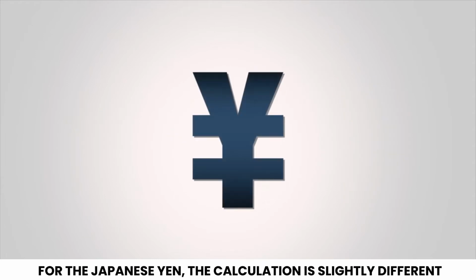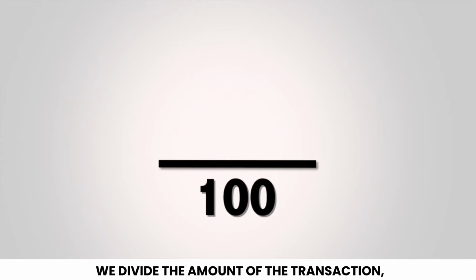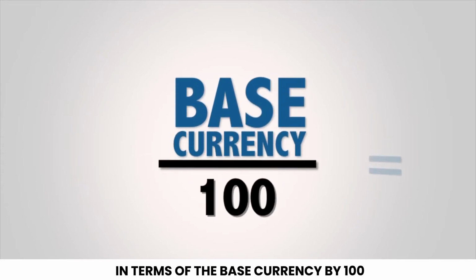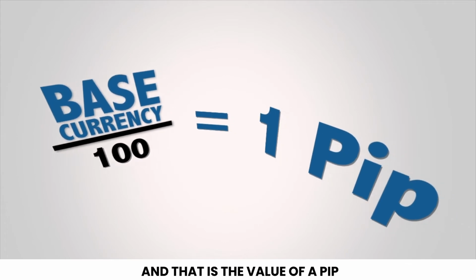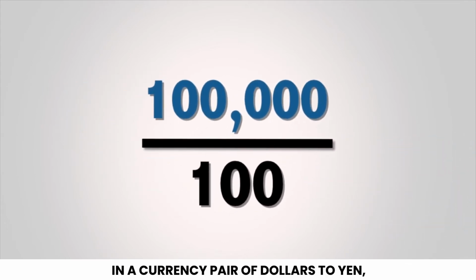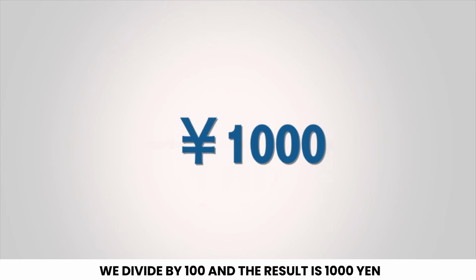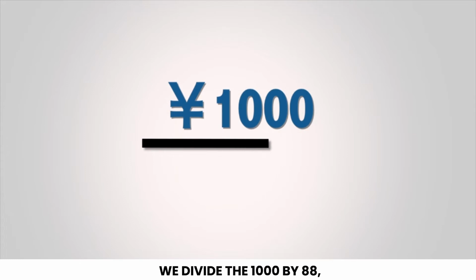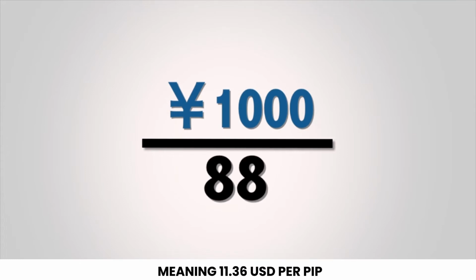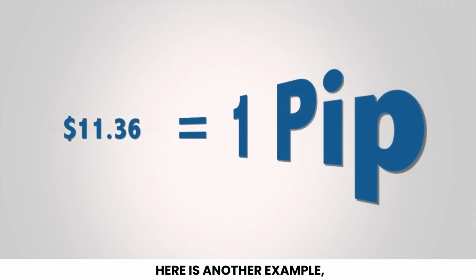For the Japanese yen, the calculation is slightly different. We divide the amount of the transaction in terms of the base currency by 100, and that is the value of the pip. For example, a transaction of $100,000 in the currency pair dollars to yen, we divide by 100, and the result is 1,000 yen. Assuming that the exchange rate is 88.00, we divide the 1,000 by 88, meaning $11.36 per pip.